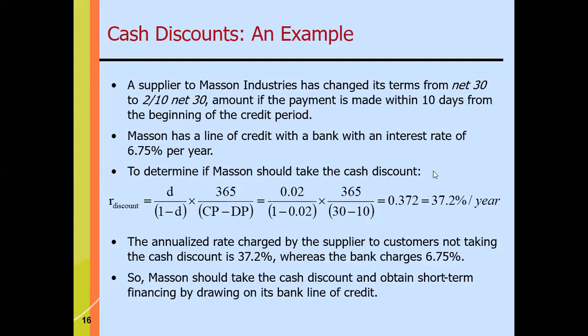So just compare 37.2%, if we are not going to avail the discount, versus 6.75%. If we are going to take the discount and borrow money, that's well off. 6.75% is much lower than the previous.